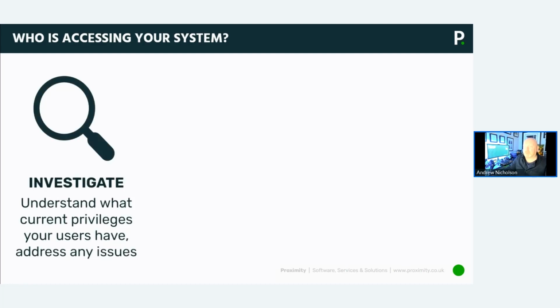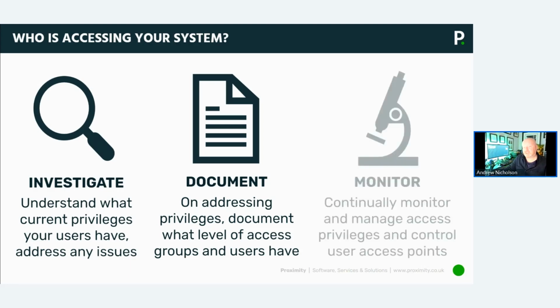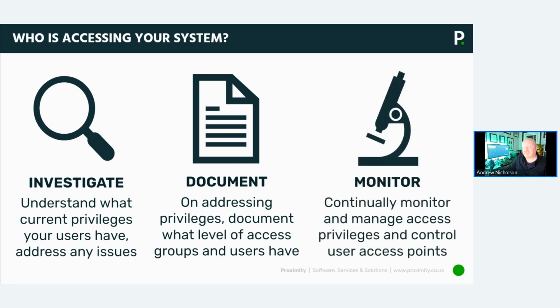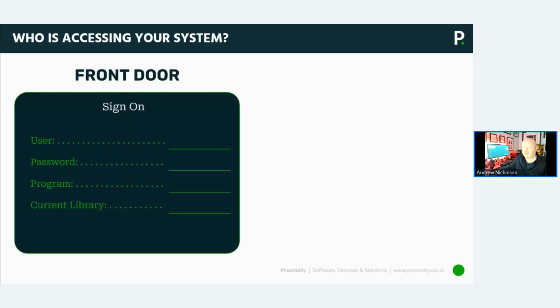Therefore, it may be worth investigating the current privileges your users have. Do you recognize all users? Are there redundant users that can be removed? Are some of your users on a higher privilege level than necessary? You may then document these with their levels of permissions by department and, where appropriate, user. And on completion, you could then monitor which access you have and control how employees leverage access through unexpected entry points. So looking at user access may provide a positive start in securing your system.